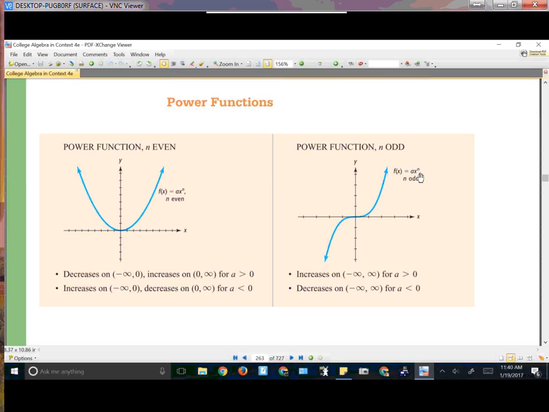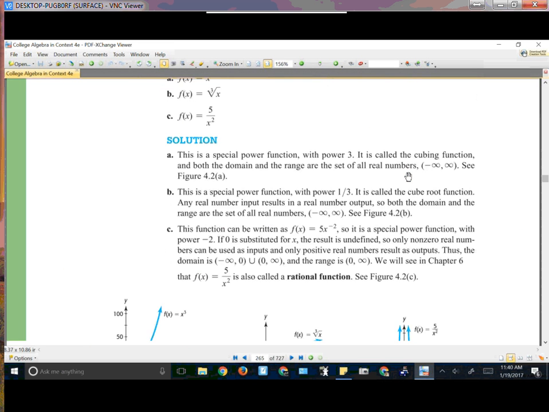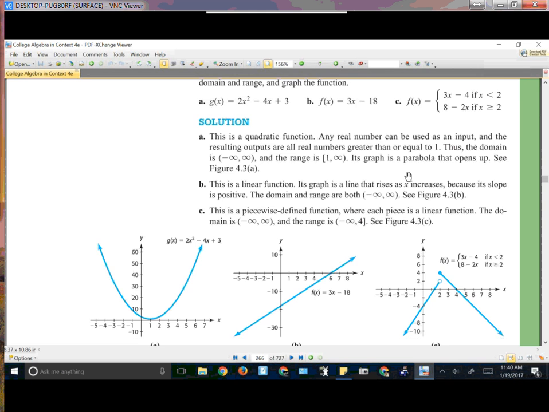Okay. Ax to the n. N was 3, correct? It's an odd function. Now, I'm not being very specific about a lot of this, am I? What does it look like? What is it going to do? How is it going to behave?